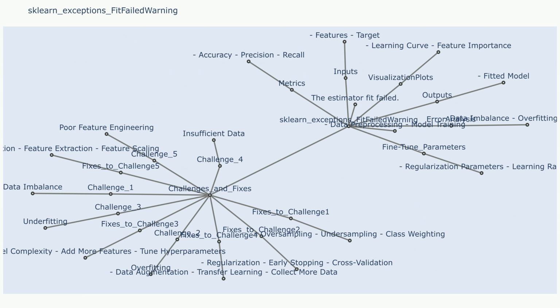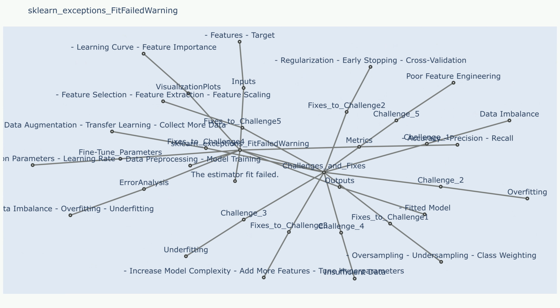Challenge 2: lack of convergence during optimization. Sample use case: the model's optimization algorithm might fail to converge to a stable solution due to issues like a high learning rate or a poorly initialized model. Fixes. Reduce learning rate: experiment with smaller learning rates to improve convergence stability.